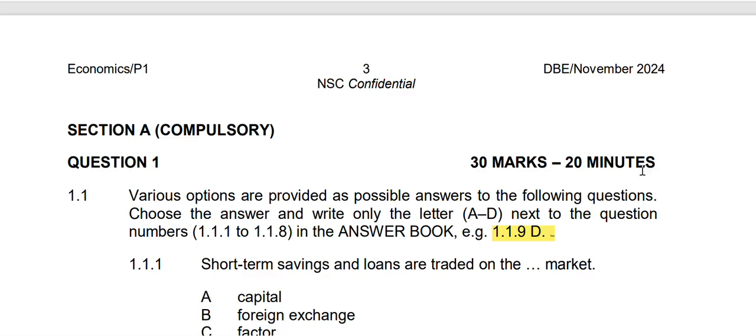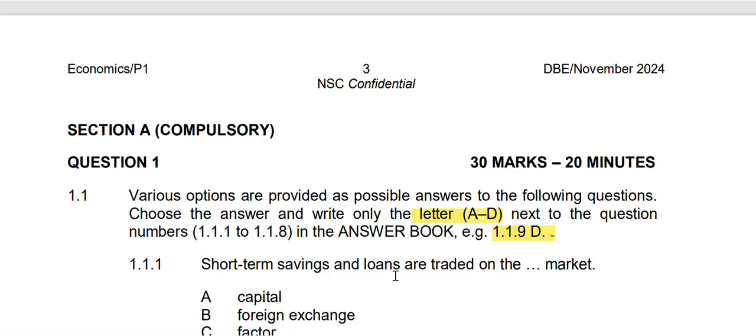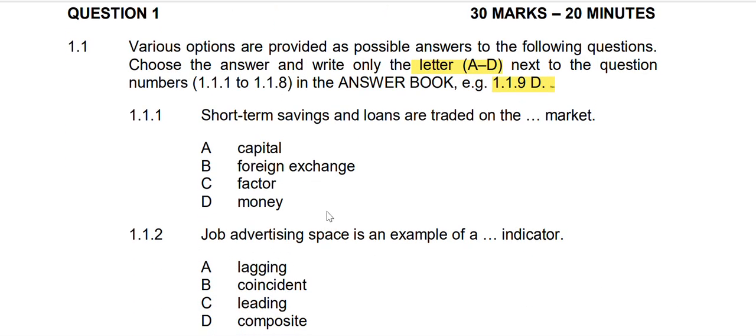Again, it is very important for you to understand you do not need to write back the word or the name. You just need to provide the letter. You should not waste time in the exam by giving the full names. You just need to provide the letter, which is either A, B, C, or D. Now let's look at the questions that we have and answer them.